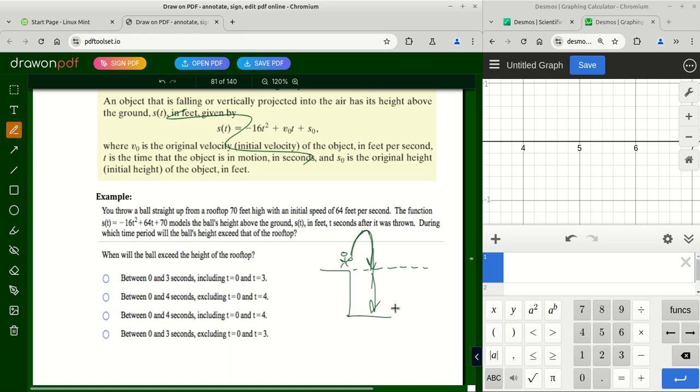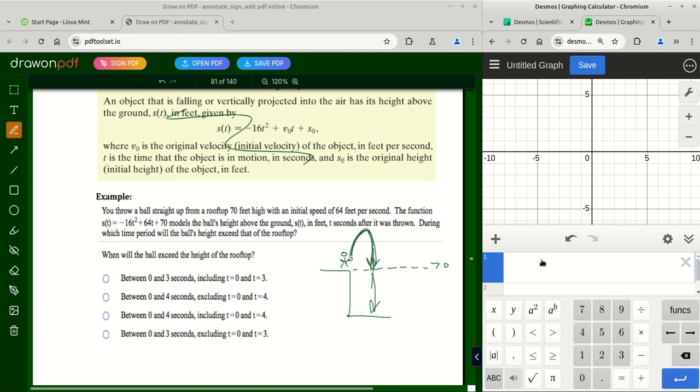So, anyways, the height of the rooftop, they said, was 70. So I want to know, when is this ball above the 70 mark, essentially, okay? So there's two ways to do this one. I'm going to graph it first, I think. Graphing is going to be way easier, and I'm going to show you both of them. So definitely use X, not T.